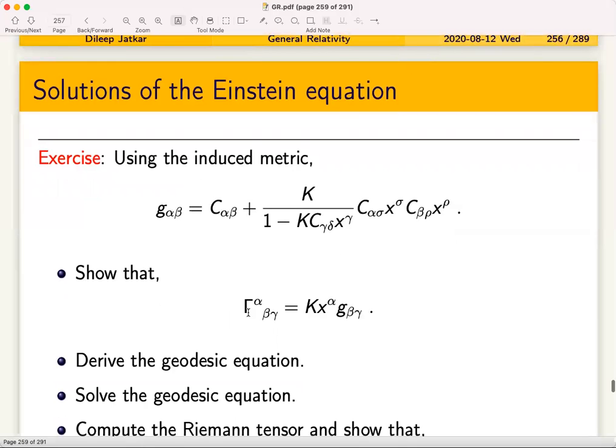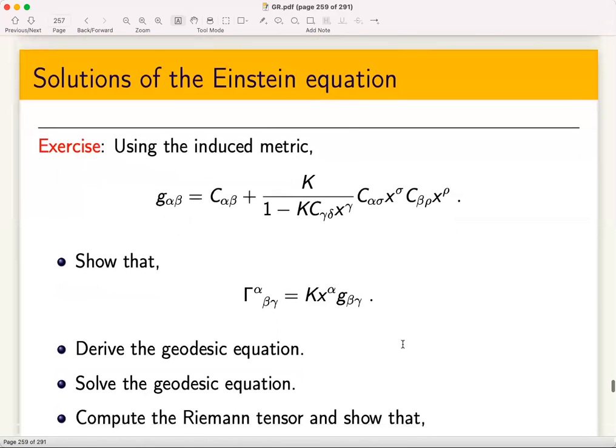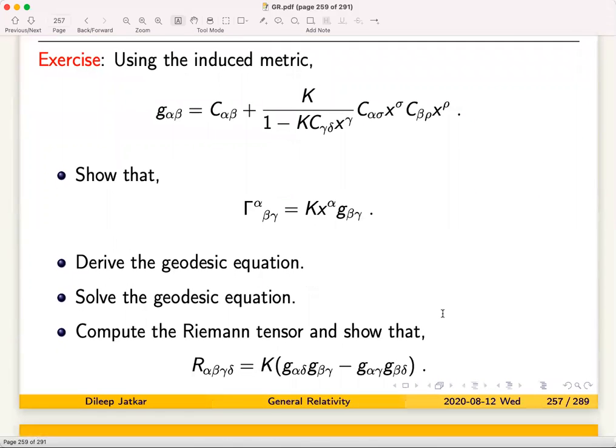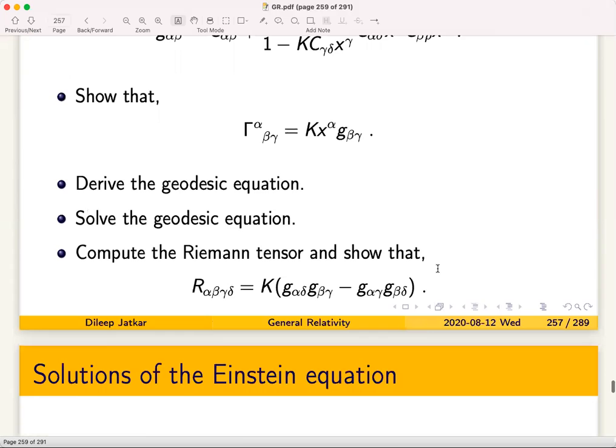Once you derive this, you can derive the geodesic equation. Given that this equation is linear in x, you should be able to solve it. And given that gamma is of this form, you can check whether the Riemann tensor computed using this gamma takes the form of this kind.